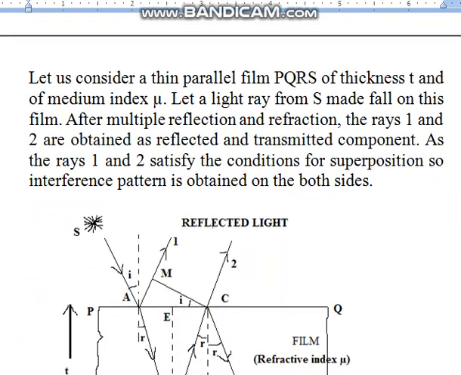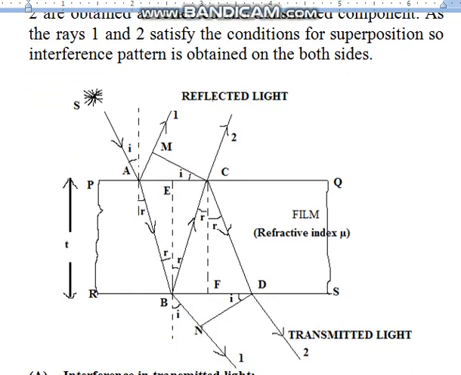Here we draw the reflected light and the transmitted light case. The reflected light case was already discussed in video lesson 7, so in this video lesson we will discuss the transmitted light case. Light is incident on the top layer of the film, a parallel film PQRS of thickness T and refractive index mu, from a monochromatic light source, and after multiple reflection and refraction we obtain two rays, ray 1 and ray 2, in the transmitted light.